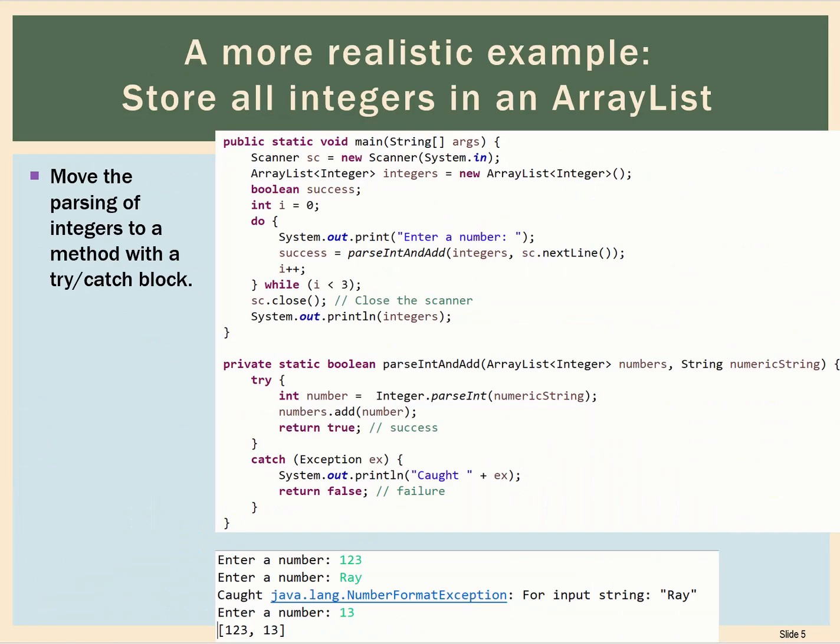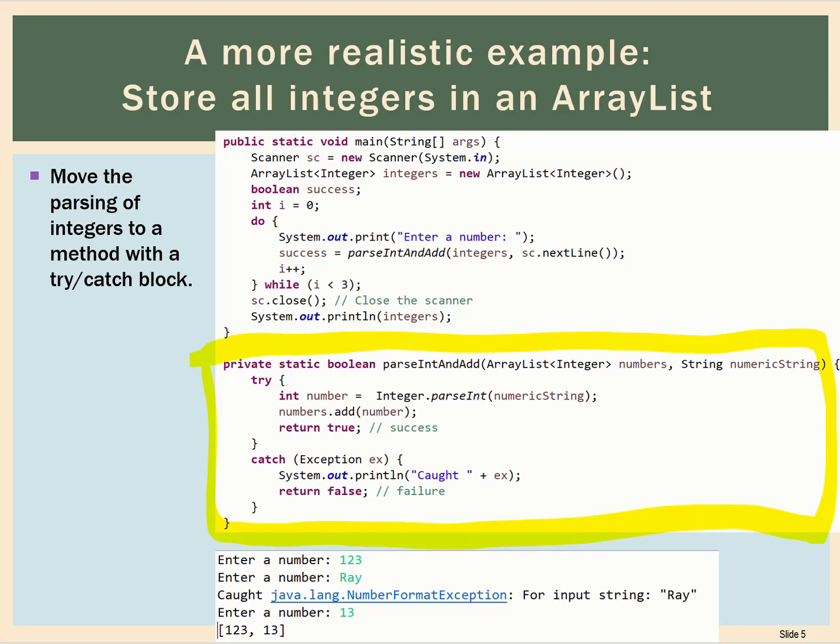How about this solution? In this solution, we take our TryCatch block to parse an integer, and we put it inside of a method called parse int and add. And this method can be called multiple times. Now, as you see above, we have a do-while loop. And in the do-while loop, we continuously ask to parse an int and add it to an array list. And that's what happens here. This way, we don't have 3 separate TryCatch blocks doing the same thing. We've pulled that common code out into a method, and we've called the method multiple times. This is much better design.